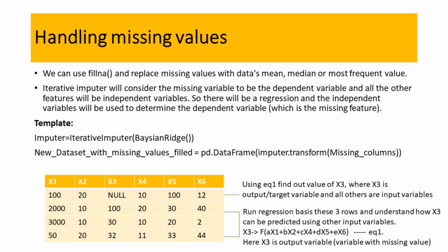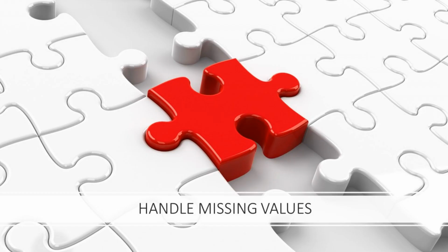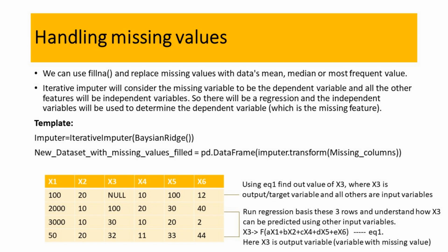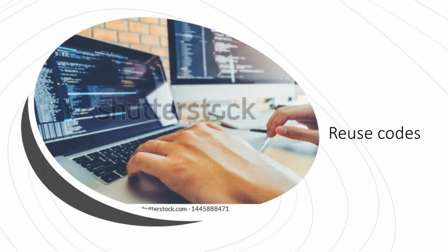Now see, the first line is imputer equals IterativeImputer, and this is the simple function you're calling, IterativeImputer. And then pd.DataFrame(imputer.transform). Till here you copy paste the same thing. Where missing columns is mentioned, you just change that word with your columns which are missing in your data set. That's it. And you can copy paste the same thing as it is.